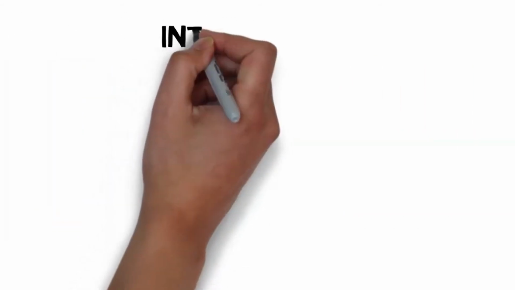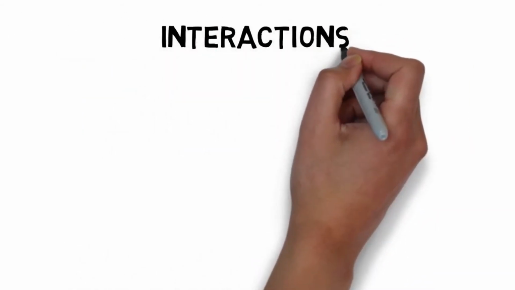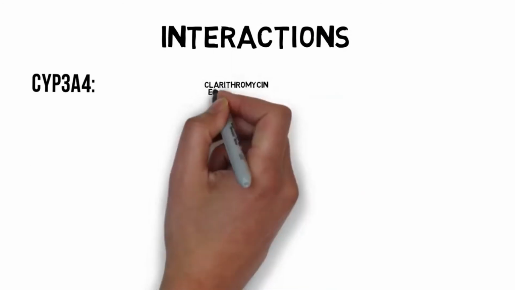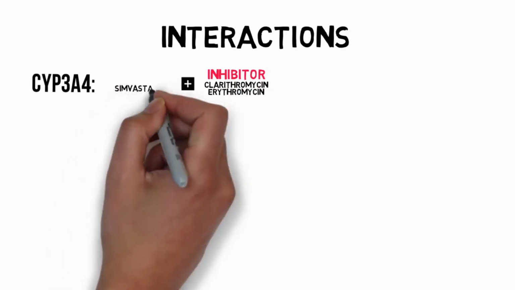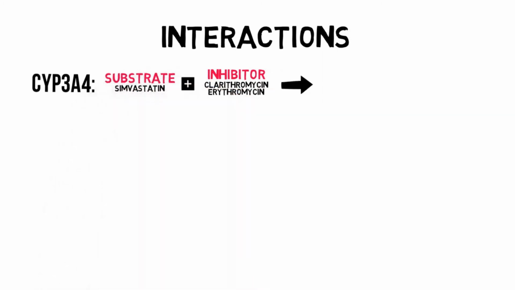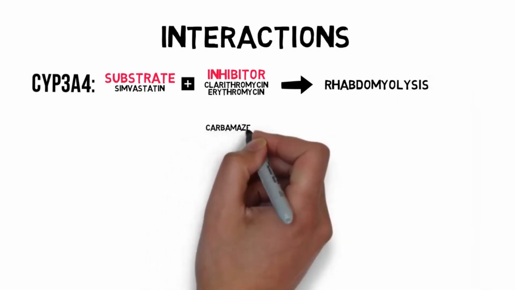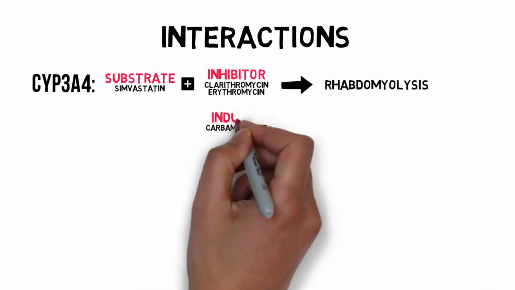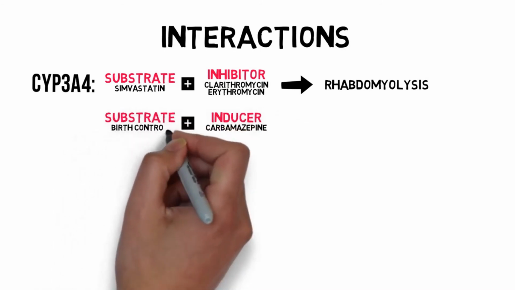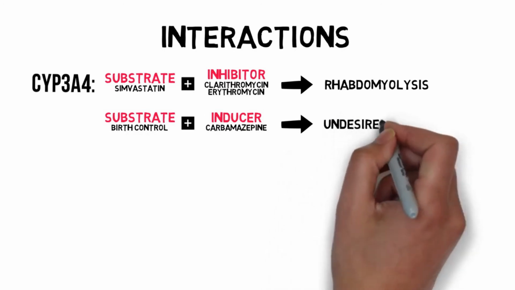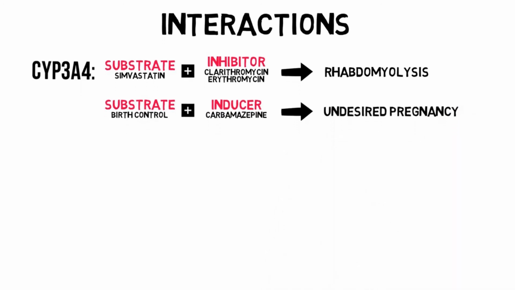This video would be endless if I list all possible interactions, but we'll go through a few notable ones. For CYP3A4, beware when prescribing macrolides like clarithromycin and erythromycin, as they are strong inhibitors resulting in higher serum levels of simvastatin, which could cause rhabdomyolysis. Carbamazepine, used for treating epilepsy, is a strong CYP3A4 inducer, which could lead to subtherapeutic levels of the birth control pill and thus undesired pregnancy.